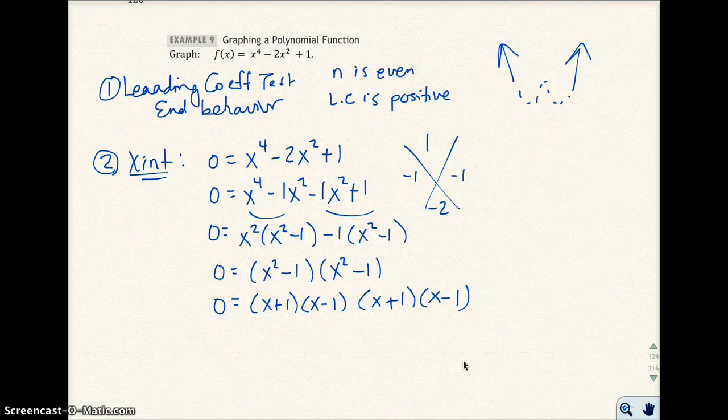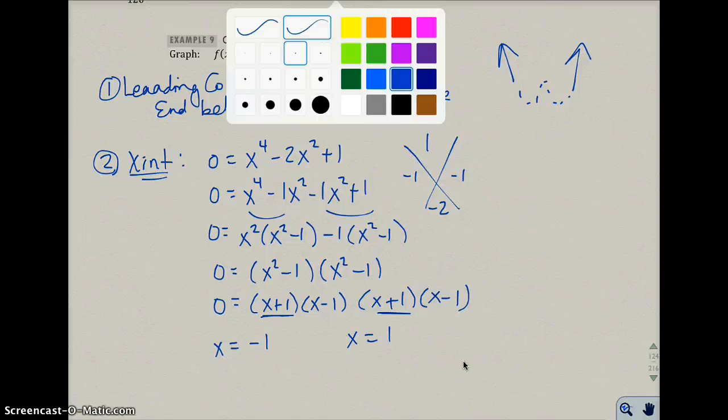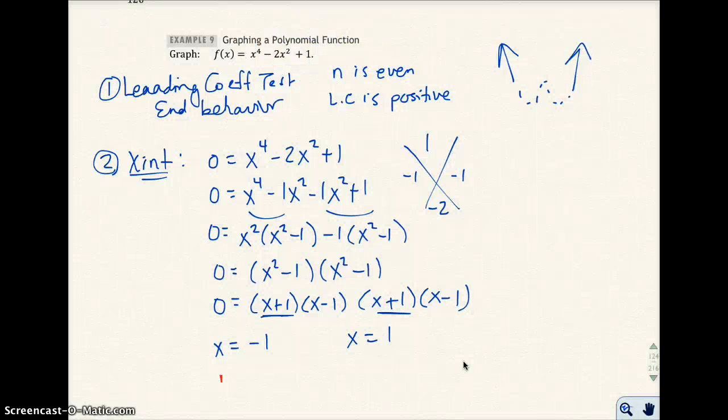So I get x equals negative 1, x equals 1, but notice how it has a multiplicity of 2, because this one occurs twice. I get x equals 1, x equals 1, x equals negative 1, x equals negative 1.